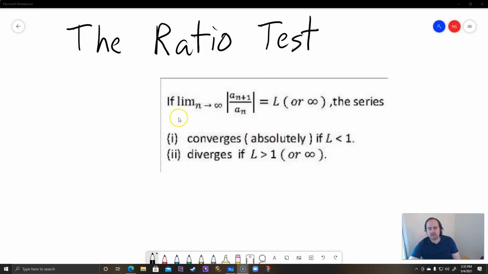So the ratio test says that if the limit as n goes to infinity of the absolute value of a sub n plus 1 over a sub n equals L, or infinity, the series converges absolutely if L is less than 1, and it diverges if L is greater than 1, or if L is infinity. Now, if a series converges absolutely, that just means that the absolute value converges. And if the absolute value converges, that means the series itself also converges. Okay?